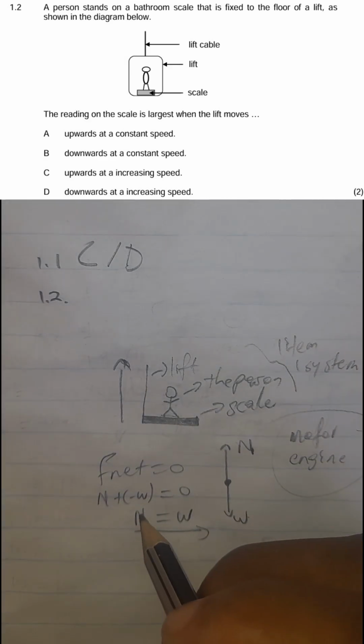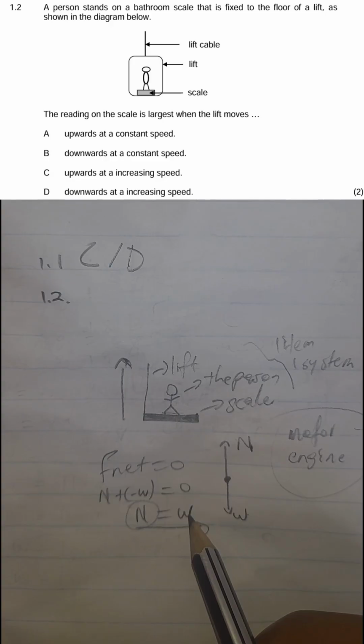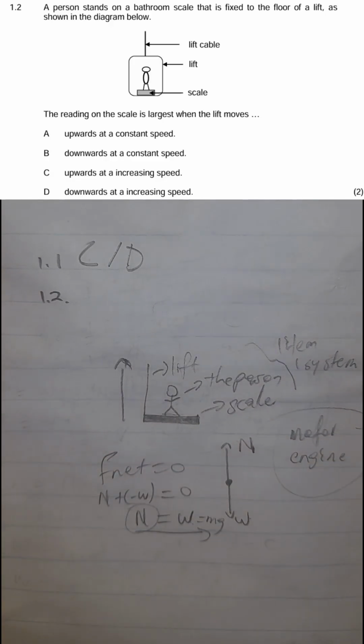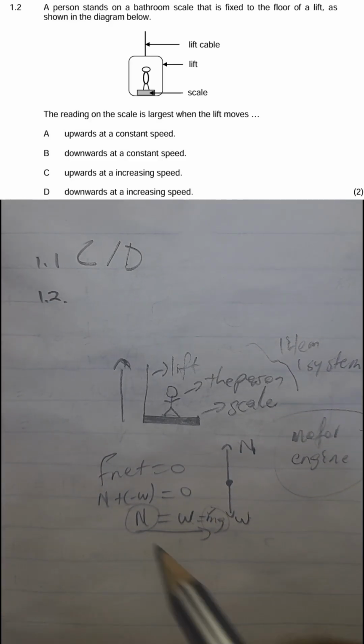The reading on the scale is going to be this normal force, right? So if the normal force is equal to the weight, we know that weight is equal to mg. The mass of the person is not going to change, unless he's eating in the lift and gaining mass. So of course his mass is going to remain constant, and the gravitational acceleration never changes. So the weight is going to remain constant, and the weight is equal to the normal force.